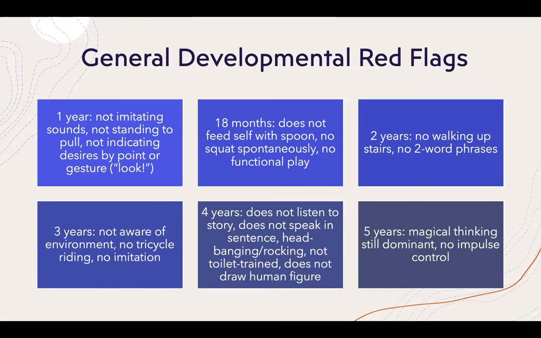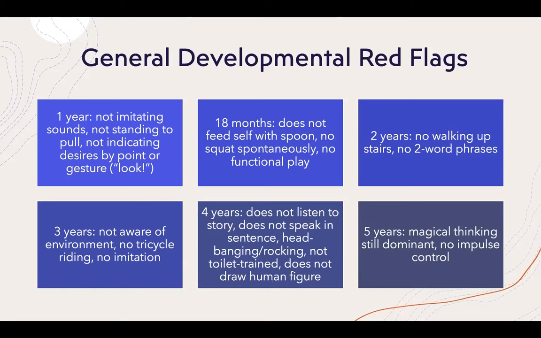At 2 years old, if a child's not walking up the stairs or not using 2-word phrases, that's a reason to get in right away. A 3-year-old who's not aware of their environment, or is not riding a tricycle, having been given the opportunity to do so. I sometimes get families who will say, oh no, my kid cannot ride a trike. And then I ask if they've had access to one, and the answer is no. So just make sure that it's provided. Not imitating others would be another concern. 3-year-olds do a lot of imitation.